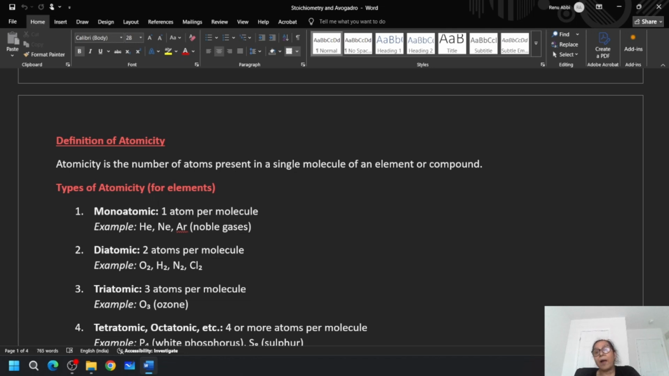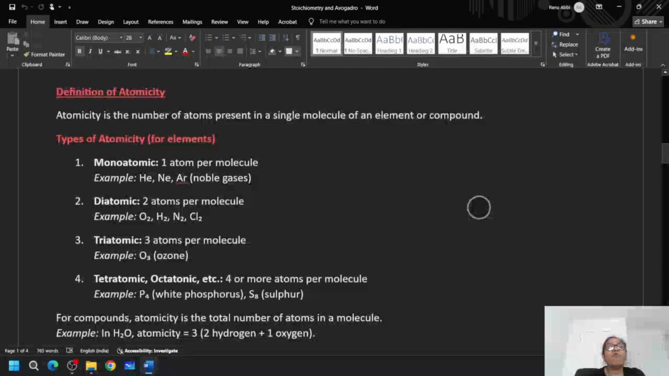So here I'm just introducing the term atomicity also. So what is this atomicity? Atomicity is the number of atoms present in a single molecule of an element or compound. The word atomicity has been taken from atoms. It means the number of atoms present in a single molecule. Molecules, you know it already, are the smallest particles of matter which can exist independently. There are different types of atomicity.